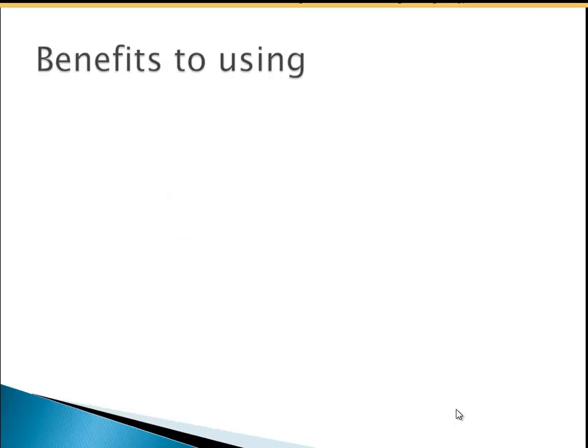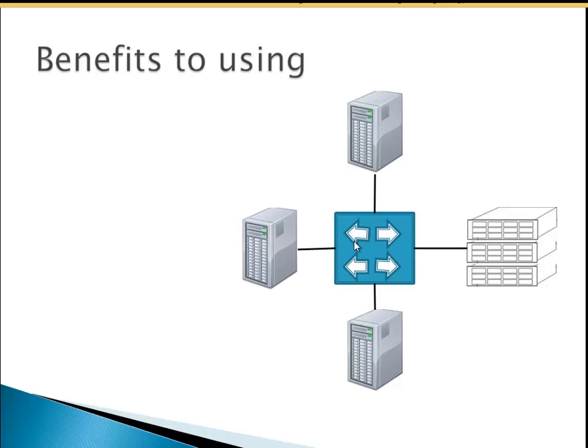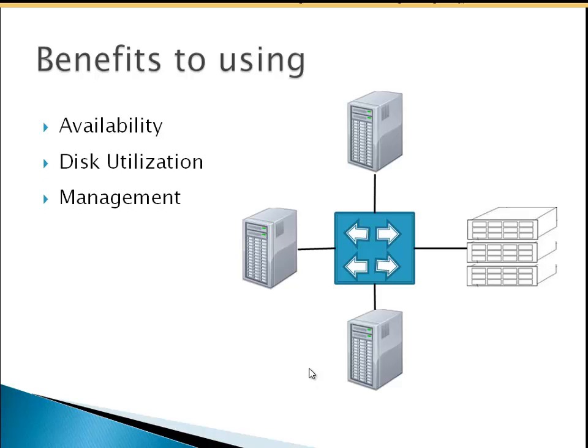So benefits of using SAN. So here, for example, we have a switch and 3 servers, and storage area network. Here we have it on the side with lots of hard disks. Benefits: availability. So all these servers, for example, if this is a database, it's always going to be available for these servers. Disk utilization. Then we have management benefits, and connectivity is another benefit.